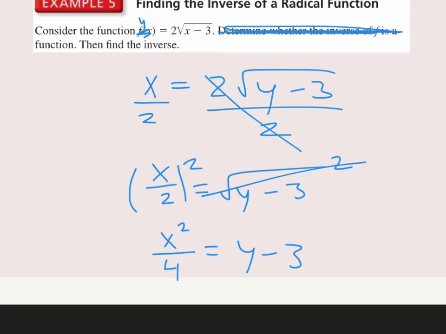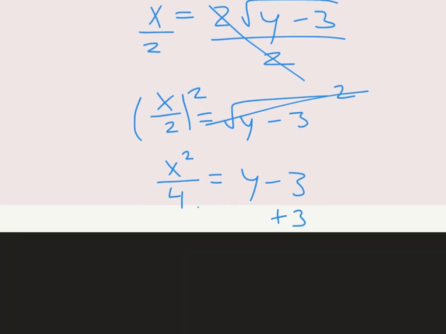And then what do we do last? Add 3. So x squared plus 3 over 4. Oops, 3 is not over 4. So it's x squared over 4 plus 3 is equal to the inverse.